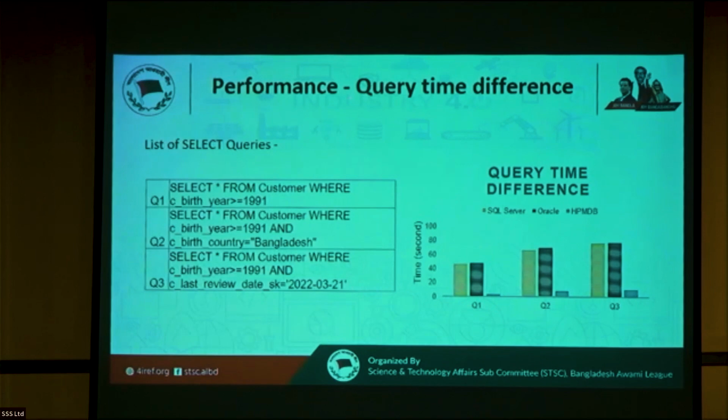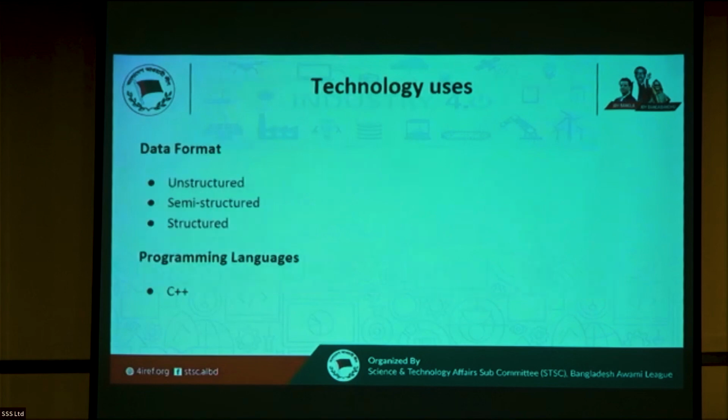Because we are using the programming language C, and we are focusing on memory management, block size management, and the page size of the operating system. That is why our performance is much better compared to the commercial databases. Next, please. Technology used: C, and structured, unstructured, and semi-structured data. Next, please.